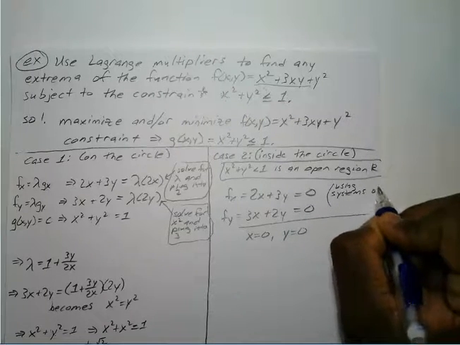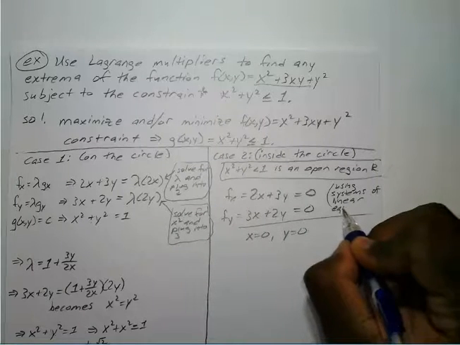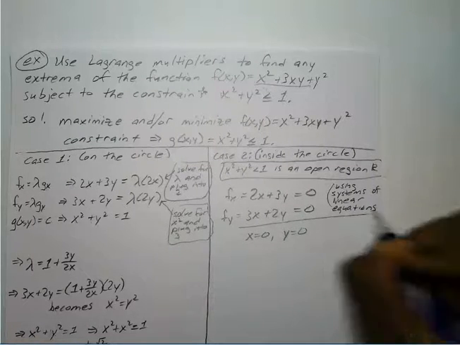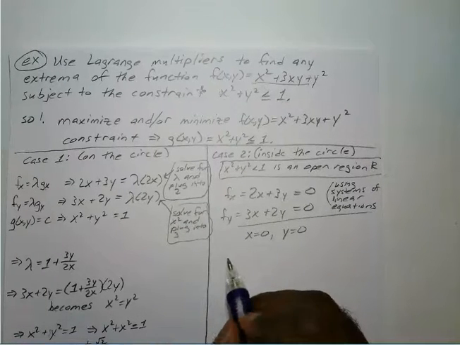Using systems of linear equations to solve it. Okay, so we know x equals 0 and y is equal to 0. Now we have to find our second derivatives.